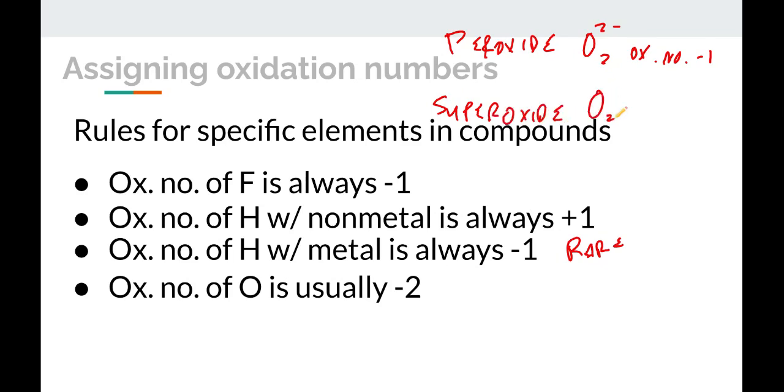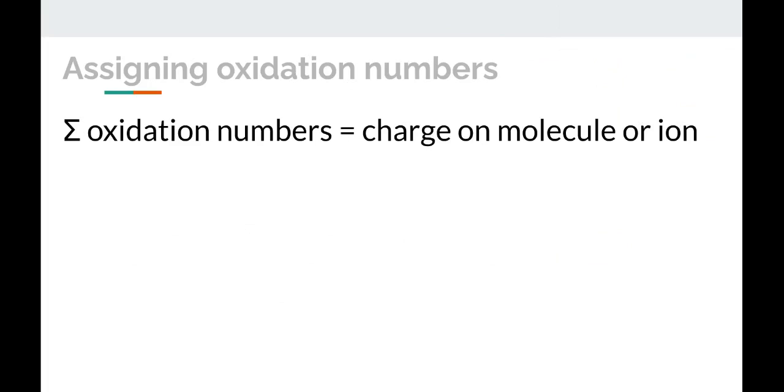A superoxide is 2 oxygens that carry a 1- charge, and the oxidation number in that case is -1/2. Those are very rare. Most of the time when oxygen is in a compound, it's -2. That's a pretty reliable rule. The oxidation numbers added together come up to the charge on the molecule, which would be 0 if it's a molecule, or the ion if it's a polyatomic ion.